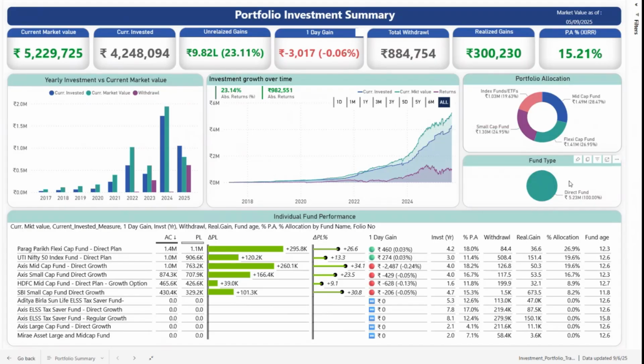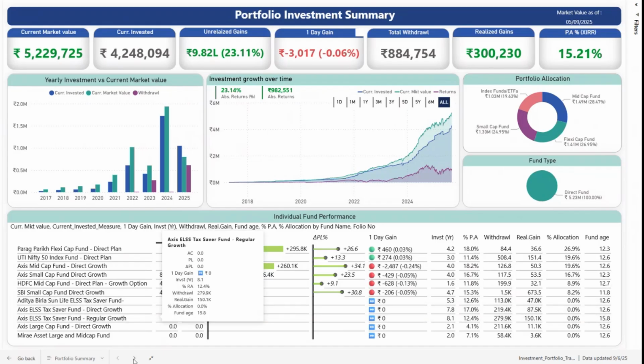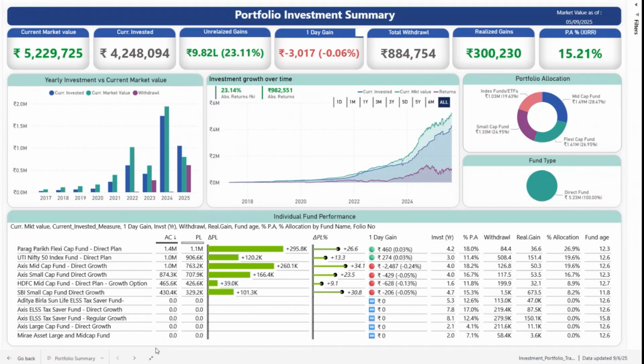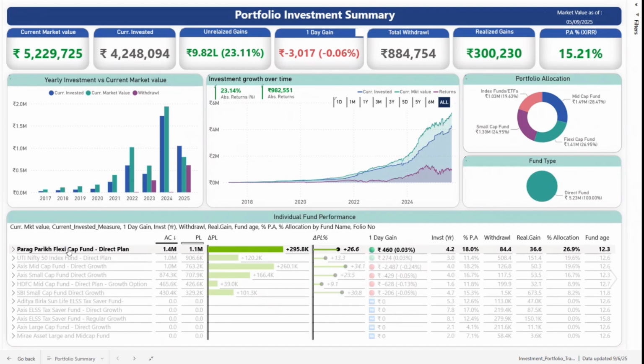All my funds are direct funds. So this is all about your investment summary, what it is trying to tell you. The beauty here is, let's say if you want to drill down for a particular fund, if I click the Parag Parikh Flexi Cap Fund, then the entire matrix will be refreshed for that fund.